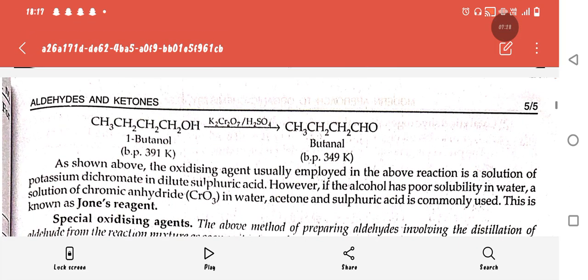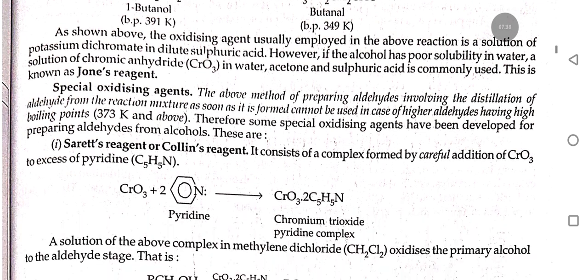As shown above, the oxidizing agent usually employed in the above reaction is a solution of potassium dichromate in dilute sulfuric acid. However, if the alcohol has poor solubility in water, a solution of chromic anhydride in water, acetone and sulfuric acid is commonly used. This is known as Jones reagent.